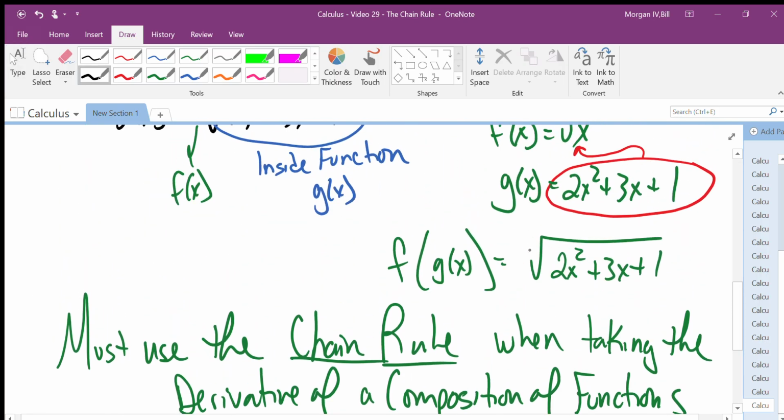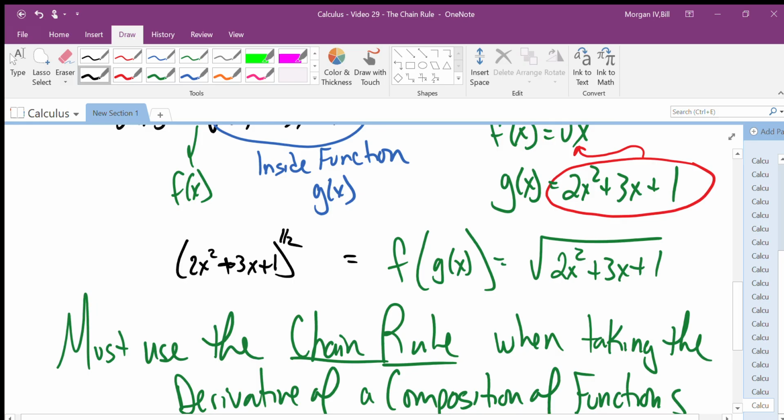We have this square root function. Now the square root we often write as an exponent of 1/2, right? So another way to think about this is you're picturing 2x squared plus 3x plus 1 to the 1/2 power. Okay, so the 1/2 power is like our outside function.